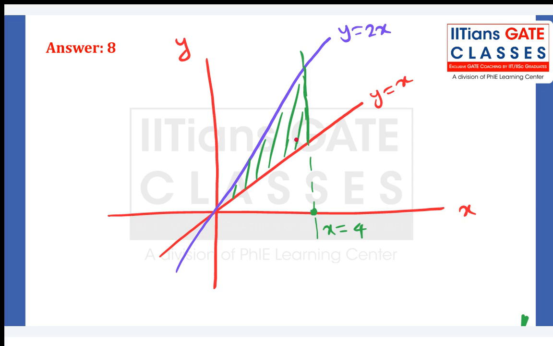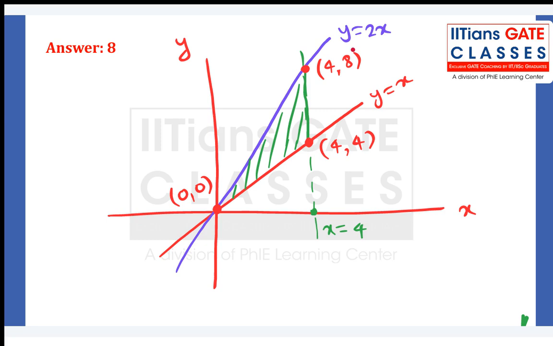Now try to find the coordinates of the vertices of this triangle. This image is not to scale, so in reality it may look different when you draw it to scale, but that's not the point. Since this vertex lies on y equal to x and x equal to 4, it will be (4, 4), because y and x both have to be the same. Similarly, there is one vertex at the origin, and here x is 4 and y will be 8. So these are the three vertices of your triangle.